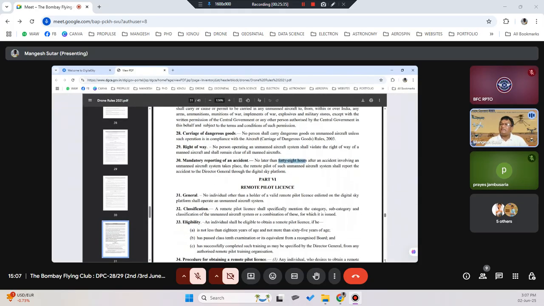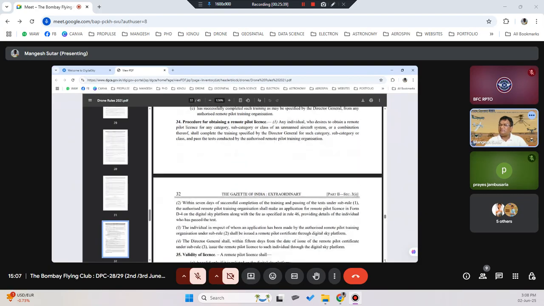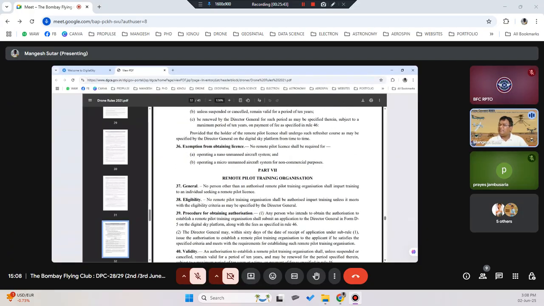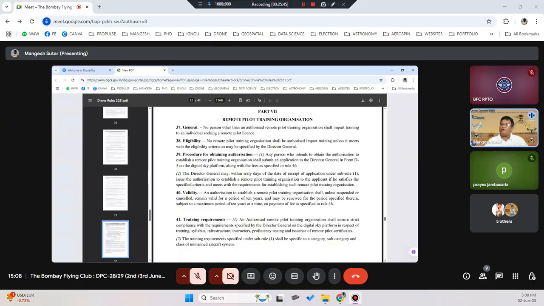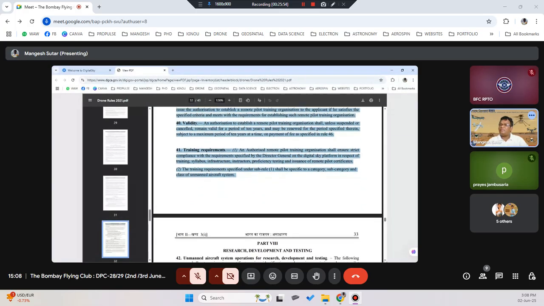Remote pilot license, I told you, part number 6 is about getting the remote pilot license. This is more applicable for us. Even part 7 is applicable to us for remote pilot training organization. So this is just a general statement over here. There is a separate document which we need to follow when we have to apply for RPTO.